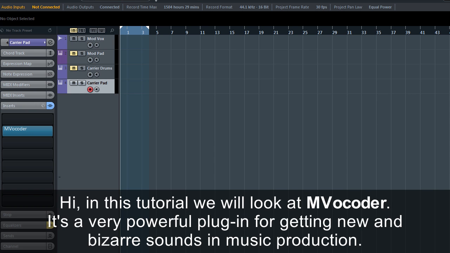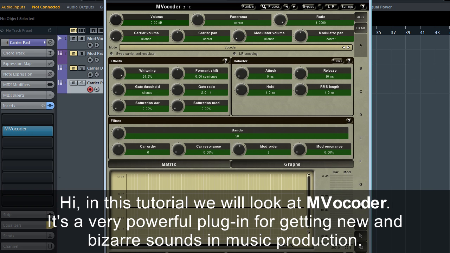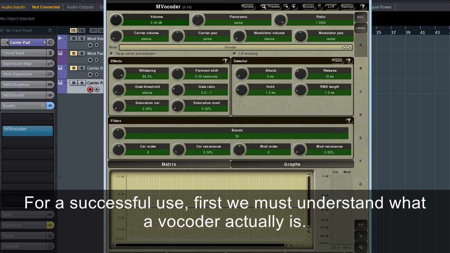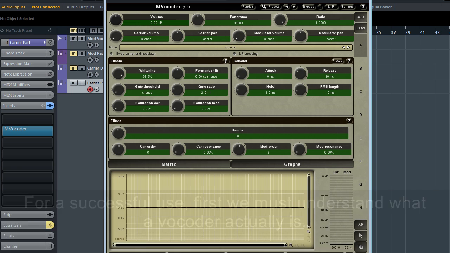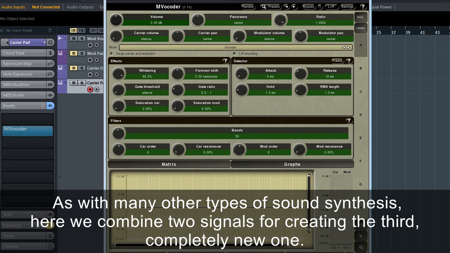Hi, in this tutorial we're going to look at MVocoder. It's a very powerful plugin for getting new and bizarre sounds in music production. For a successful use, first we must understand what a vocoder actually is. As with many other types of sound synthesis, here we combine two signals for creating the third, completely new one.